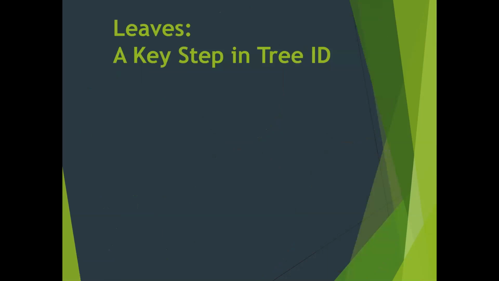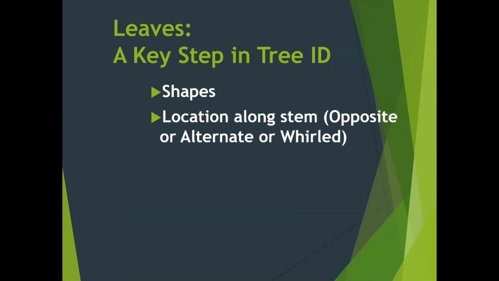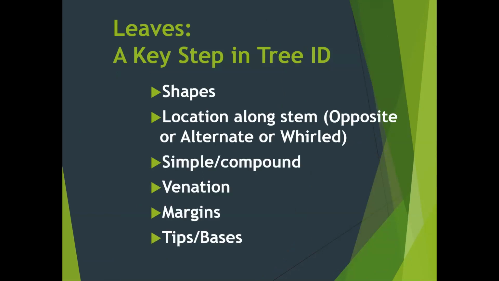And so the next step, after we've determined whether it's a deciduous tree or a softwood, is to look at the leaves. And this is a really key step in tree ID, and it's how the Peterson's Guide is organized. We look at leaf shapes, the location along the stem, which can be opposite or alternate or whorled. Leaves can be simple or compound. And the venation in leaves, the pattern of the veins, can help you ID the tree. The margins or edges of the leaves have important textures and clues. And the tips and bases can also be important areas to look at to determine what the identification of a tree is.